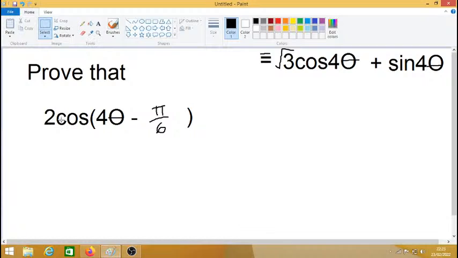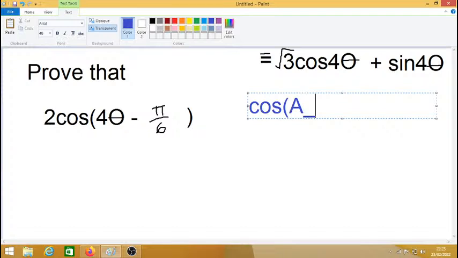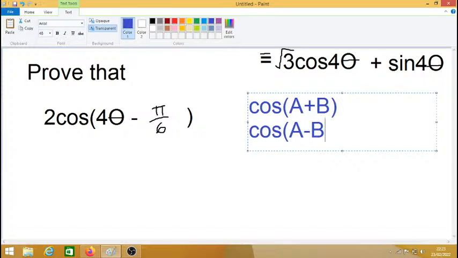So we're looking at this and we see 2 times cos, and then we see in brackets 4 theta minus pi over 6. And what you should think of is your cos A plus B formula, which also has the other version, which is cos A minus B. So that's where you have cos, and then you have 2 angles being added or 2 angles being subtracted. So here, that's exactly what we've got. The 4 theta is our first angle, pi over 6 is our second angle.